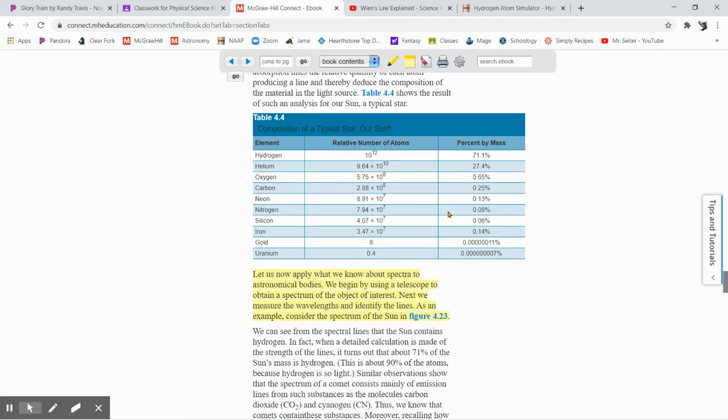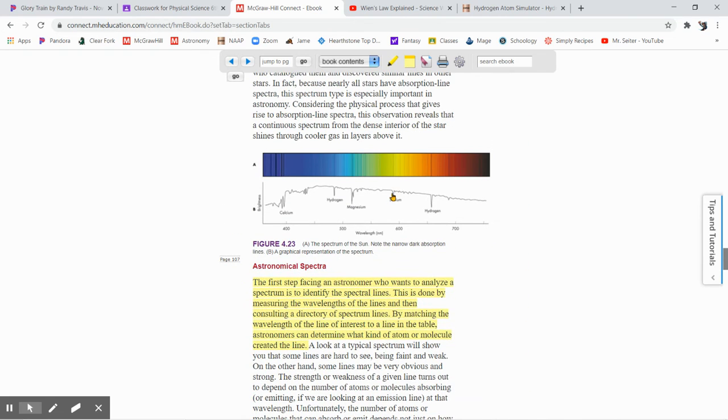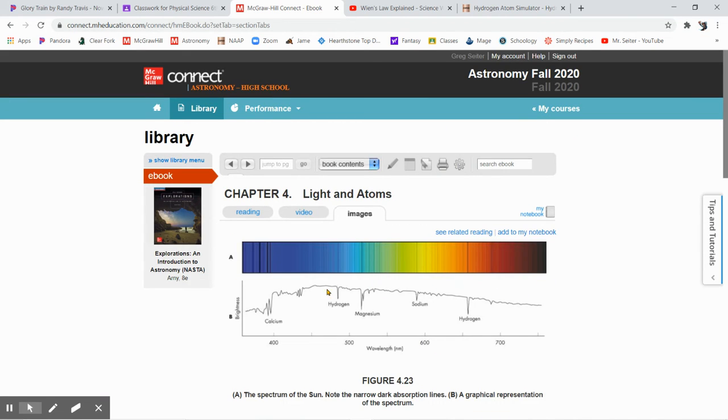All right. Let us now apply what we know about spectra to astronomical bodies. We begin by using a telescope to obtain a spectrum of the object of interest. Next, we measure the wavelengths and identify the lines. As an example, consider the spectrum of the sun. And here it is right here. Here's the spectrum of the sun. And we can tell by looking at this what our sun is made of.